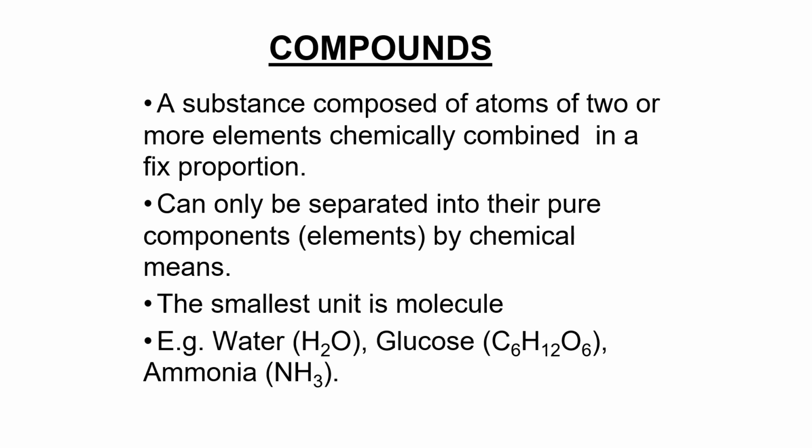Compounds. A substance composed of atoms of two or more elements chemically combined in a fixed proportion can only be separated into their pure components, which are elements, by chemical means. Example: water H2O, glucose C6H12O6, and ammonia NH3.